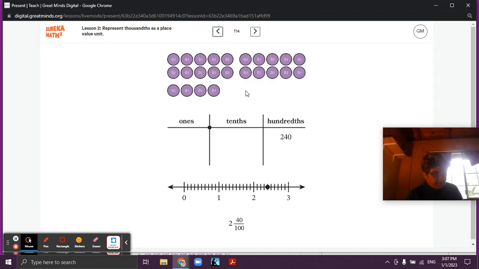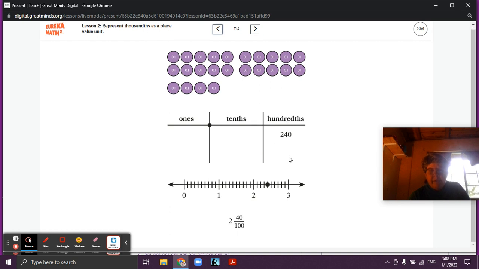Yeah, there we go. Okay, so we're just looking at these 4 different representations. We see here these are all tenths discs showing 1/10. And then here we have 240 hundredths. And then here we have 2, and looks like there's 10 lines there. Yeah, 4/10. And here we have 2 and 40 hundredths.